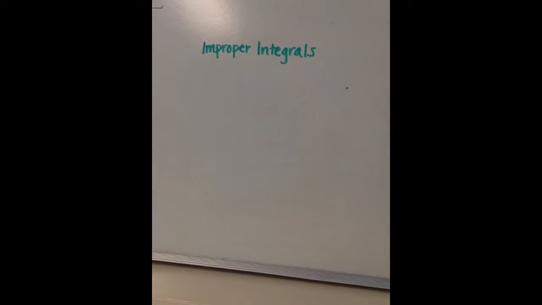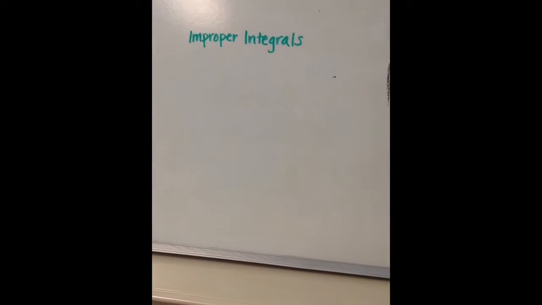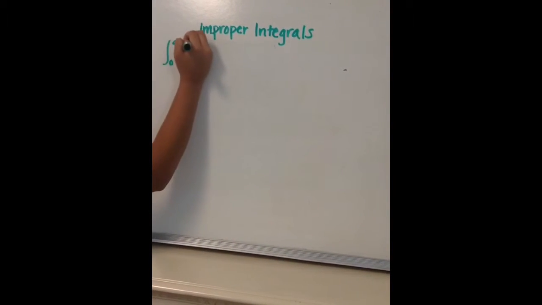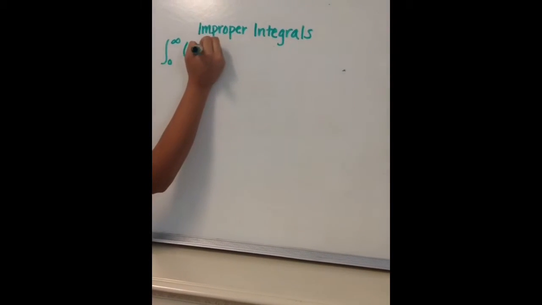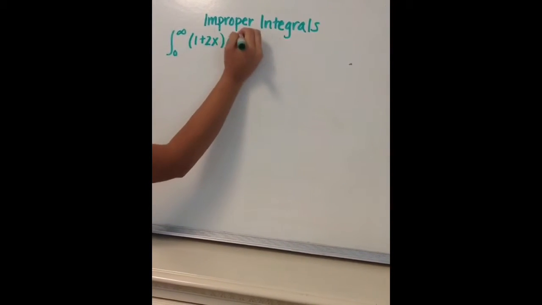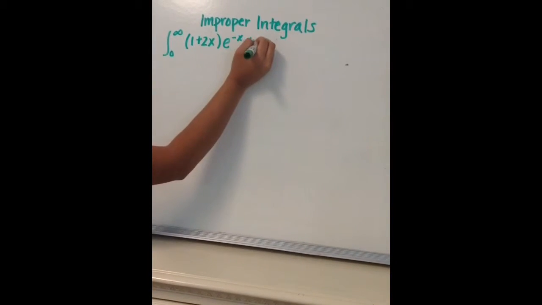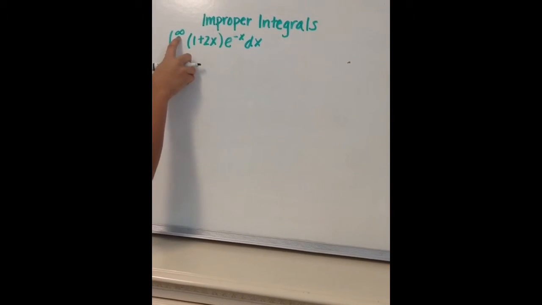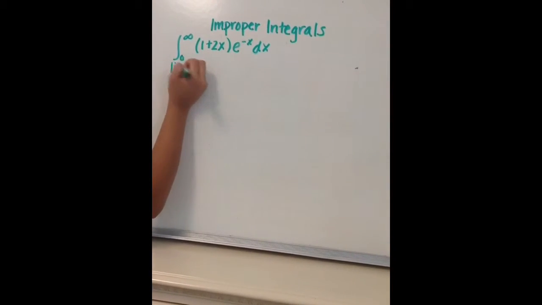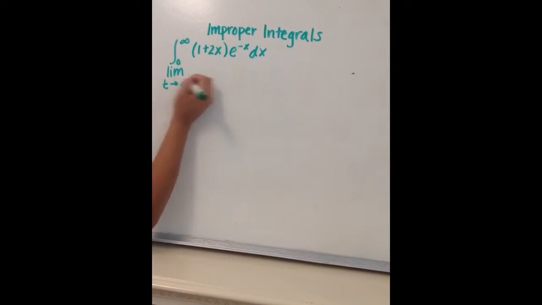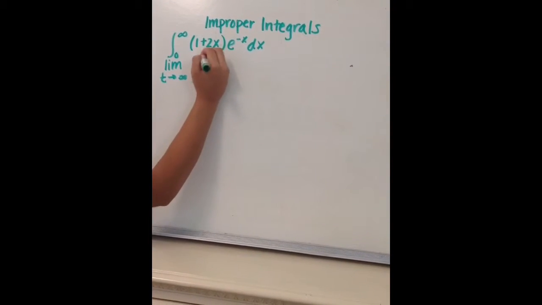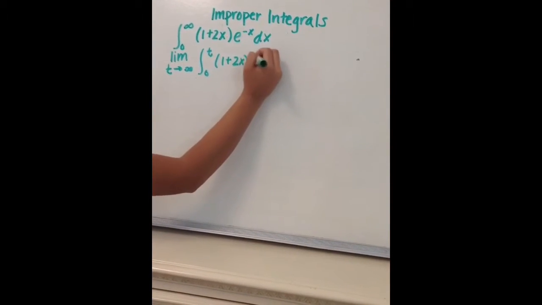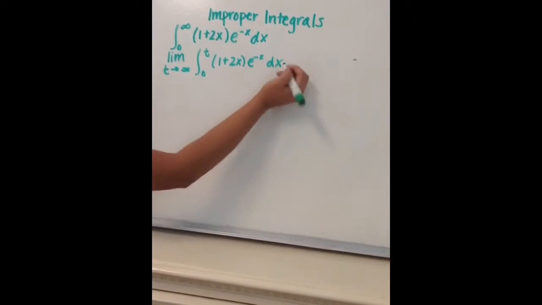If you haven't learned this yet, check out the other video and then you'll be able to do this problem. So we're going to take the integral from 0 to infinity of 1 plus 2x times e to the negative x. So again, we can't take the integral because infinity is one of the limits of integration. So we take the limit as t approaches infinity, the integral 0 to t, 1 plus 2x e to the negative x. Now we'll be doing integration by parts.